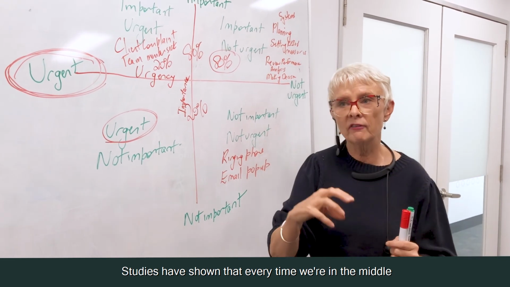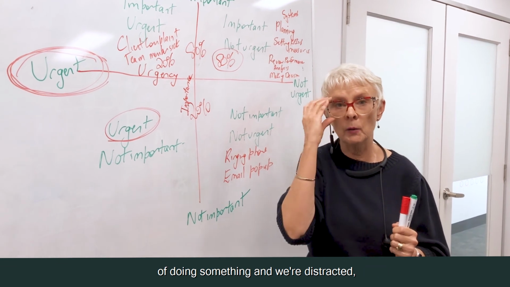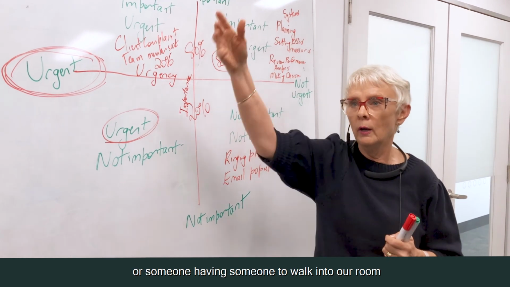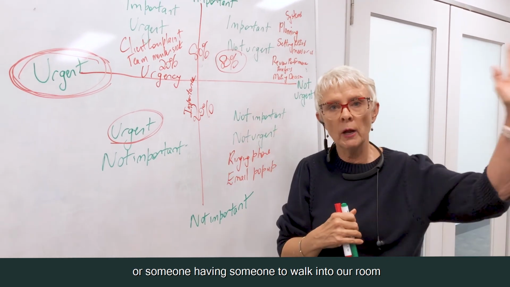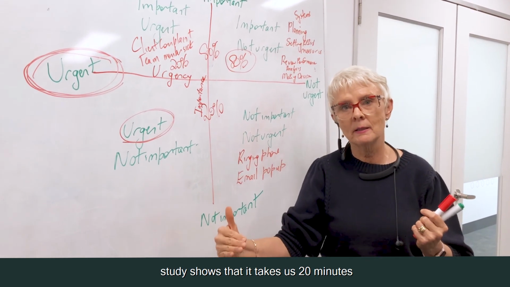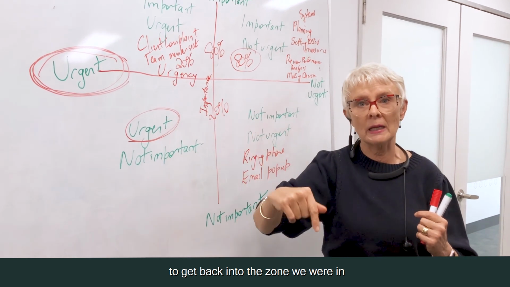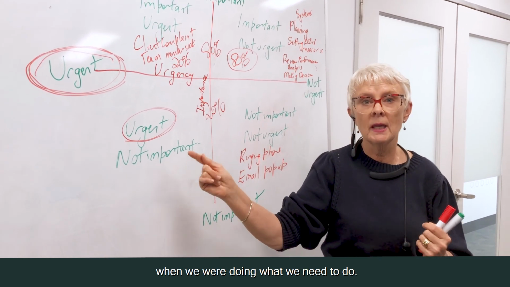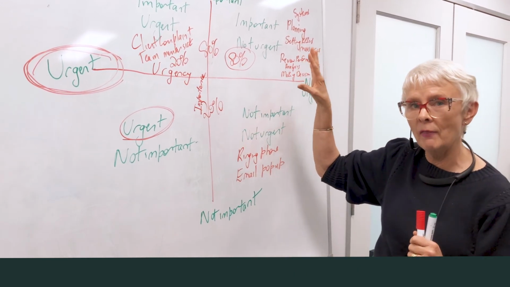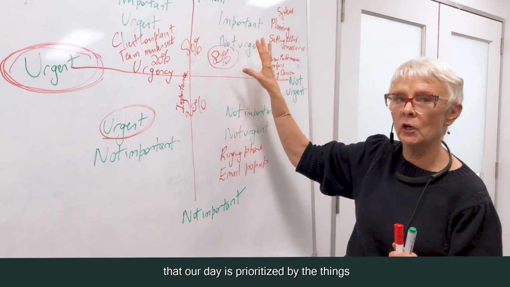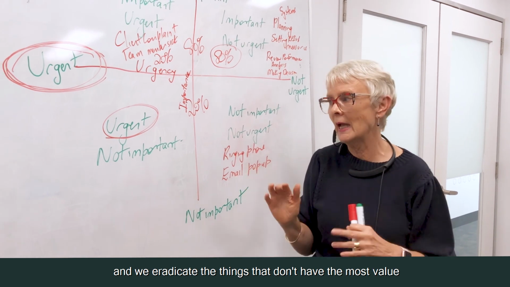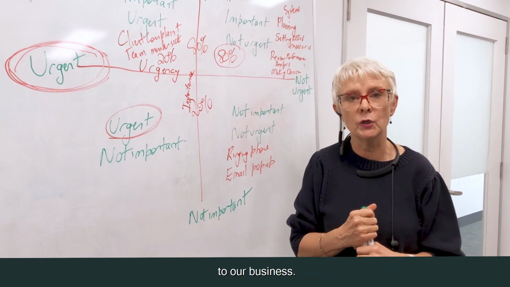Studies have shown that every time we're in the middle of doing something and we're distracted, whether it be an email pop-up or a phone ringing or allowing someone to walk into our room or whatever it is, it takes us 20 minutes to get back into the zone we were in. It's really, really crucial as leaders and managers that our day is prioritised by the things that are going to add the most value to our business, and we eradicate the things that don't add the most value to our business.